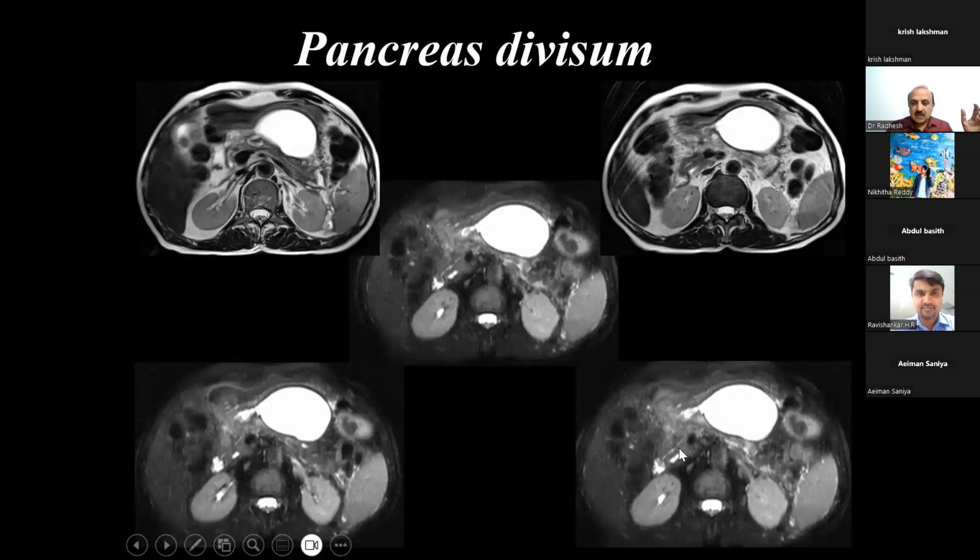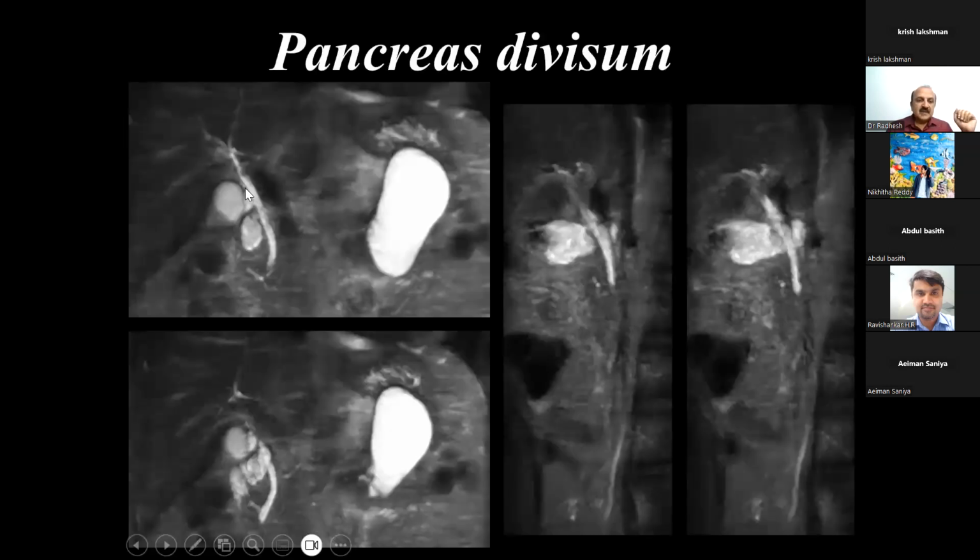So that is the cause of pancreatitis and a pancreatic pseudocyst. So we can pick all this so well on the T2 weighted images. And this is again a T2 weighted with a thin MIP. You can see the pancreatic duct going anterior to the common bile duct.